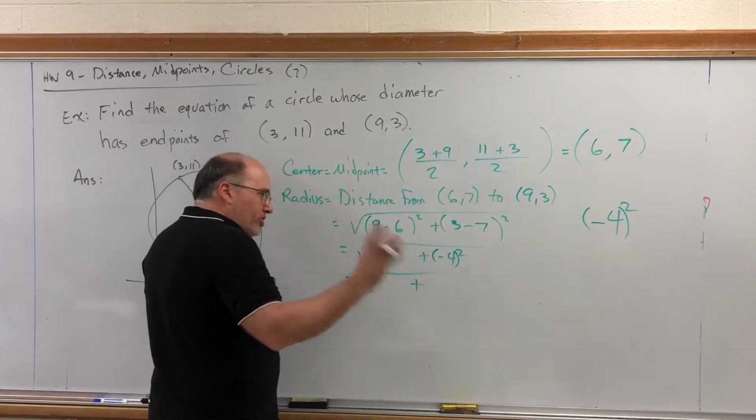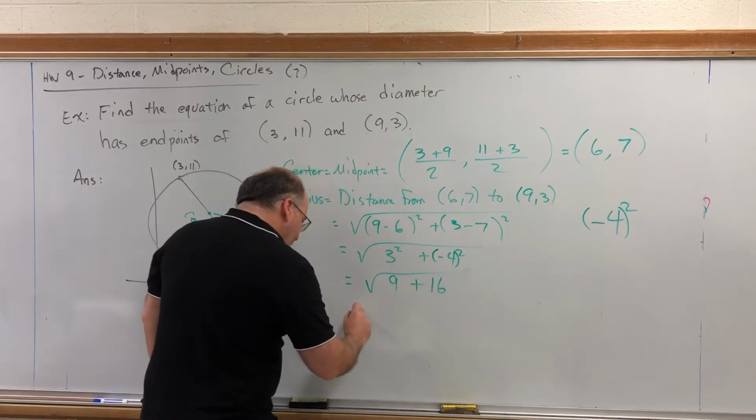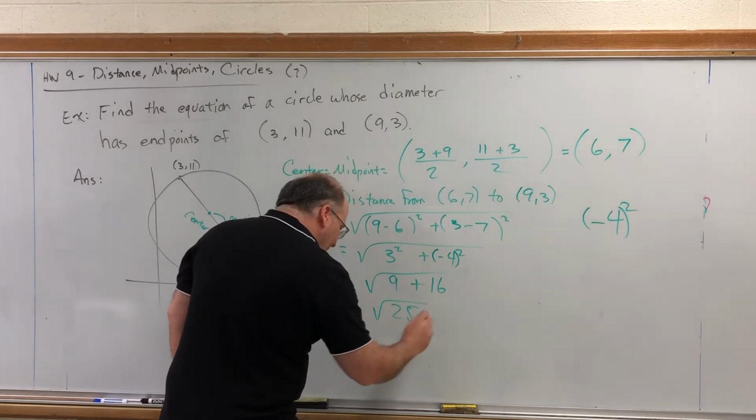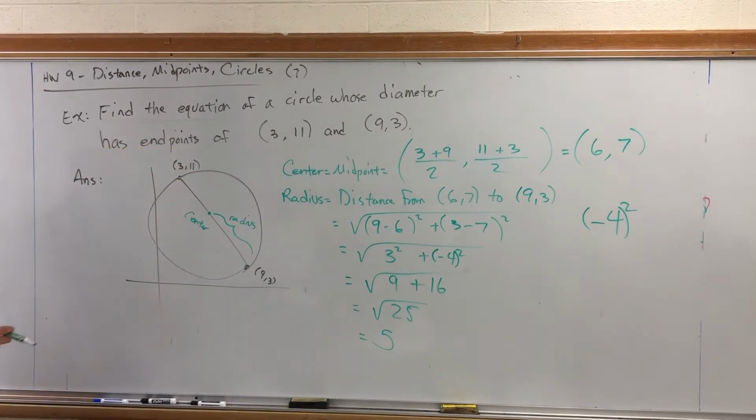Haven't added or square rooted yet. 3 squared is 9, -4 squared is 16. 9 plus 16 is 25. Square root of 25 is 5. So now we know the radius, and now we know the center.